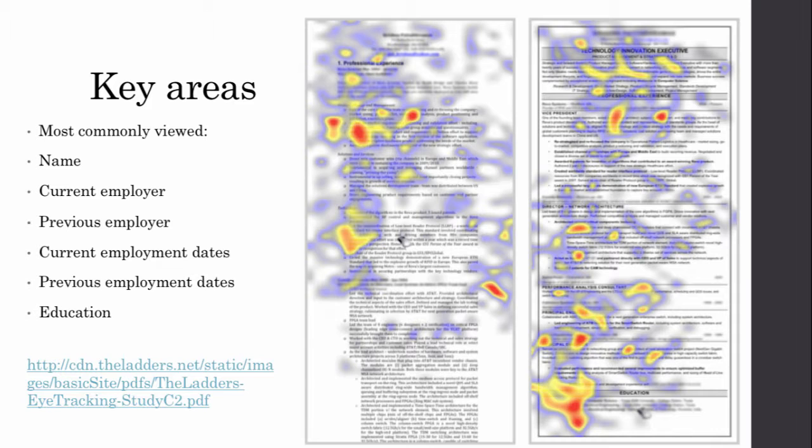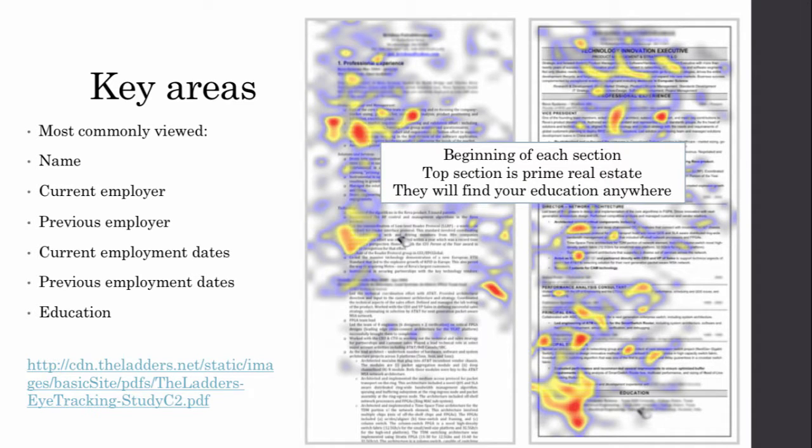And one tool that we have from this study is we can see which areas were most commonly viewed. So obviously they looked at the person's name. They spent a lot of time at the current employer and the previous employer. They looked at the dates that people had currently been employed for and previously been employed for, and they looked at the education.